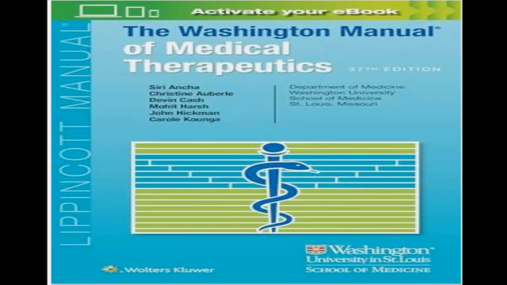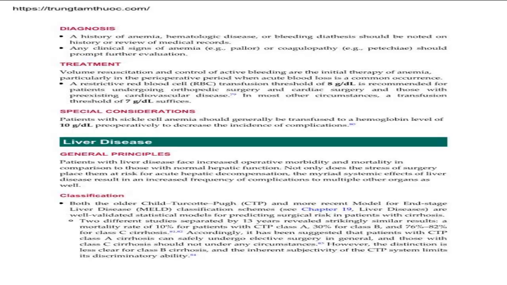General principles: patients with liver disease face increased operative morbidity and mortality in comparison to those with normal hepatic function. Not only does the stress of surgery place them at risk for acute hepatic decompensation, the myriad systemic effects of liver disease result in an increased frequency of complications to multiple other organs as well.